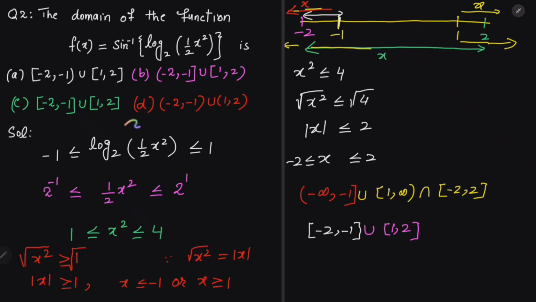The correct option is option C. And remember that we cannot take this value, since for minus 1 to 1, x does not lie over here. Only the values from minus 2 to 2 lie over here. So the common thing is this one and this one. So this is the answer.